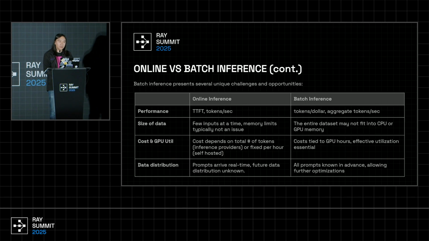And finally, the final axis that we'll discuss today is data distribution. For online inference, since your prompts arrive in real time, you can't really know the future data distribution, right? You don't know, if a user sends a message to ChatGPT, what's the next message that they're going to send. Whereas in batch inference, you have a data set of prompts, and so you know all of them in advance, and we can allow for some further optimizations that rely on the distribution of your data.